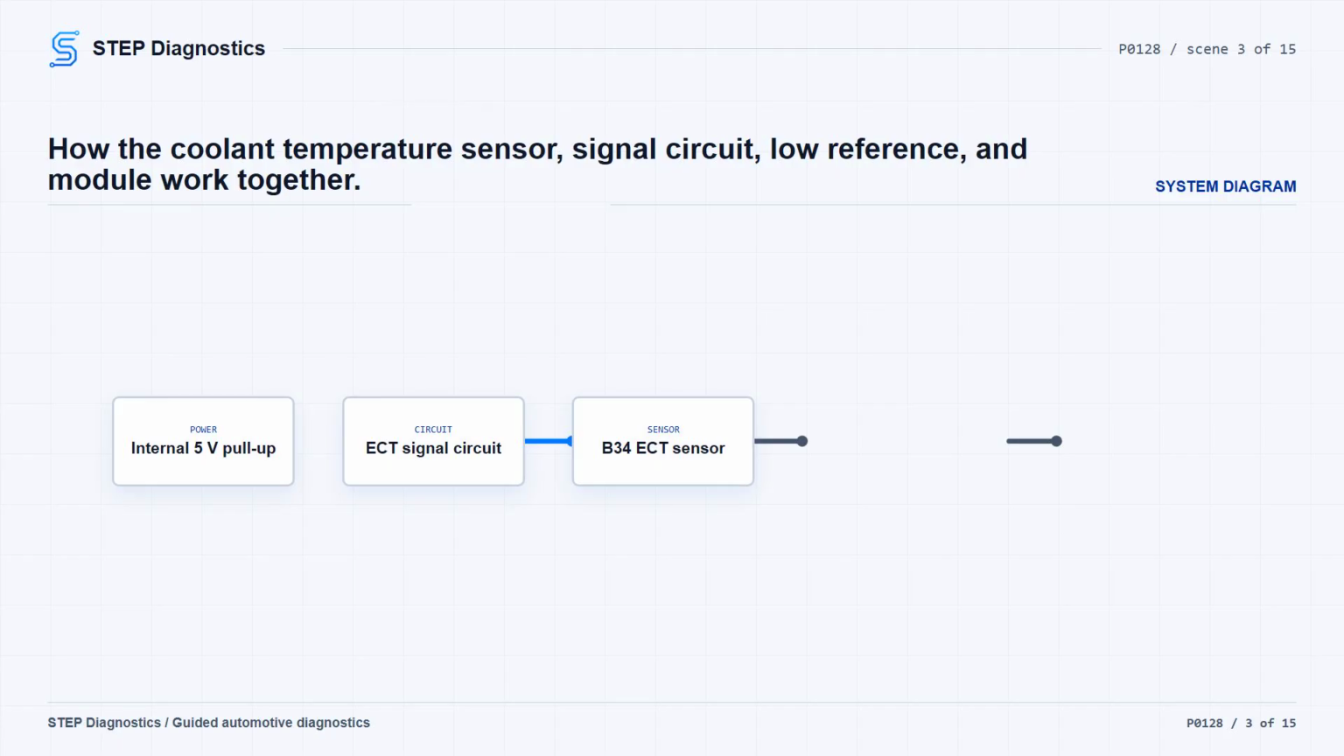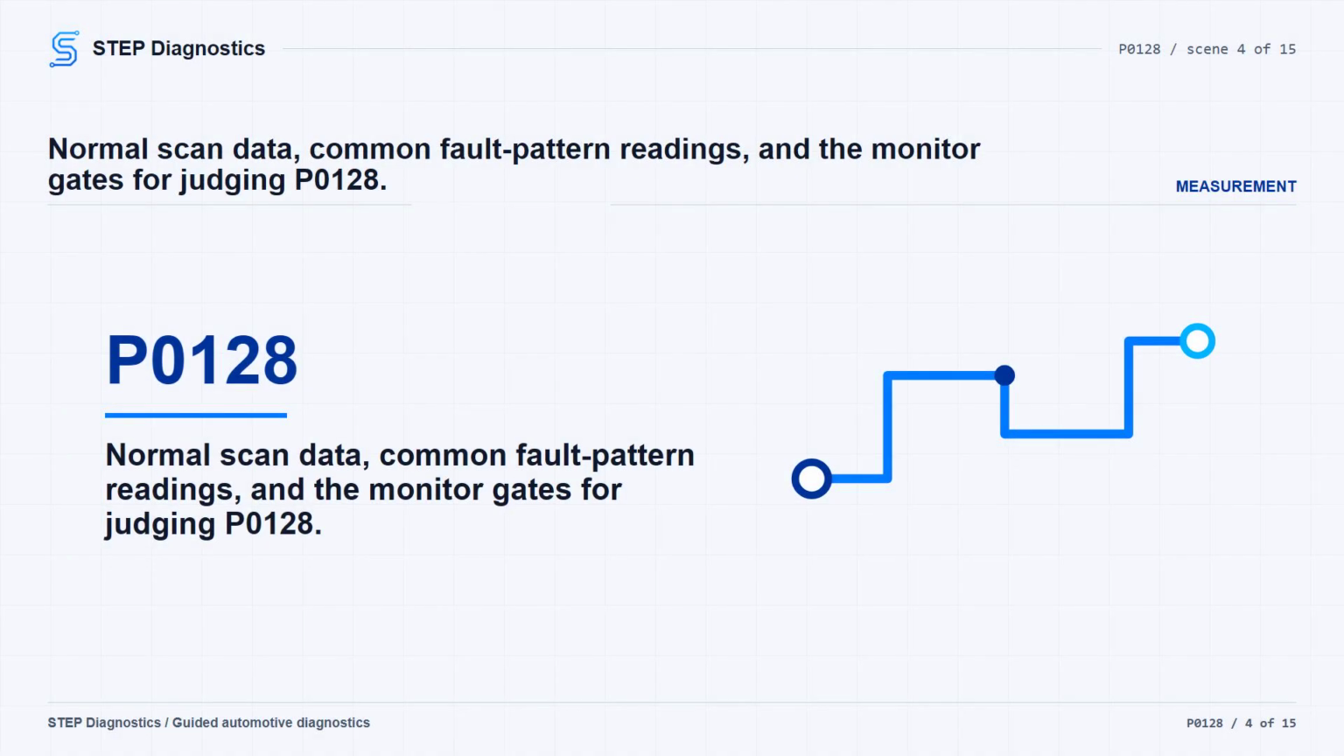As temperature goes up, sensor resistance goes down, and that changes the voltage on the signal circuit. The control module input circuit has an internal resistance connected to 5 volts, and the low reference is grounded through the control module. For normal scan tool data, use an idling engine at normal operating temperature. The ECT parameter normal range is 88 to 105 degrees Celsius, 190 to 221 degrees Fahrenheit.